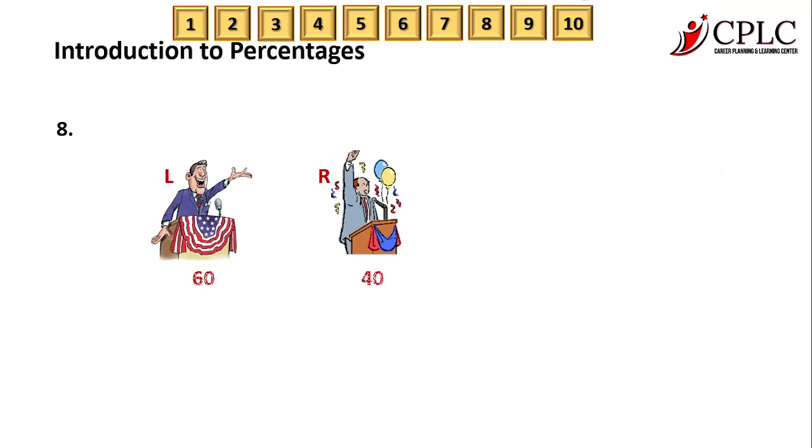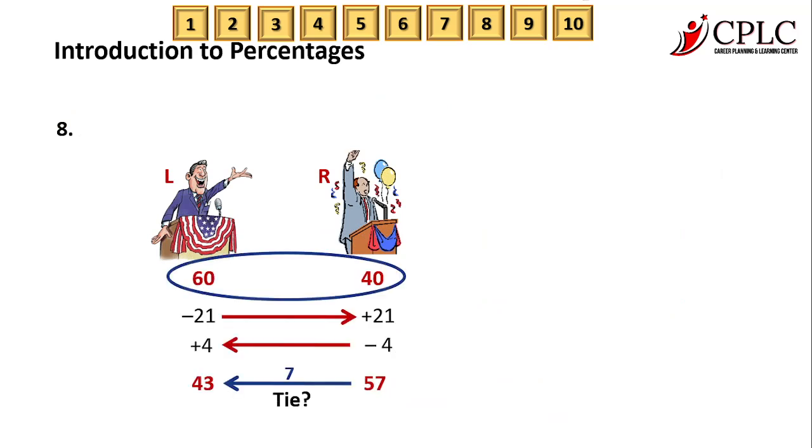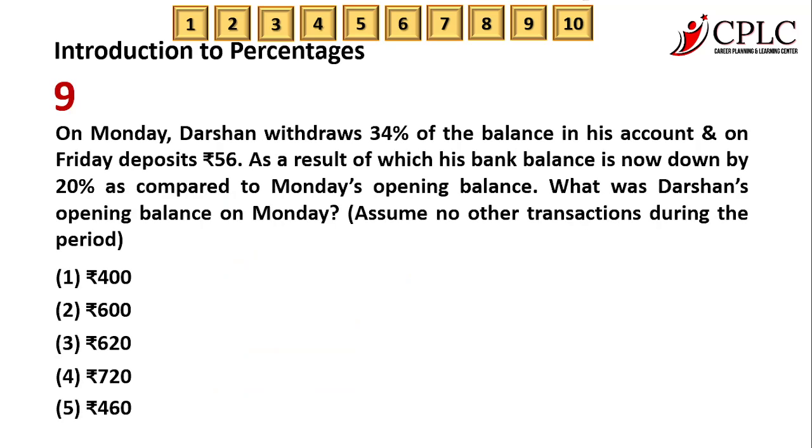So that's the whole learning as well, along with the ideas that we are exploring in terms of application. Okay, now the next one, that is question number 9, which says on Monday, Darshan withdraws 34% of his bank balance and on Friday deposits 56 rupees, and as a result of which his bank balance is now down by 20% as compared to Monday's opening balance. What was Darshan's opening balance on Monday, assuming no other transaction during the period?